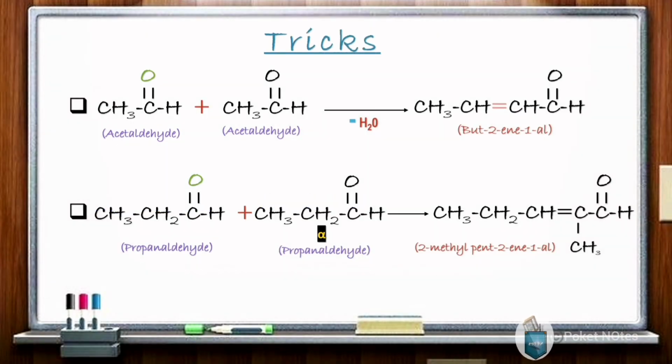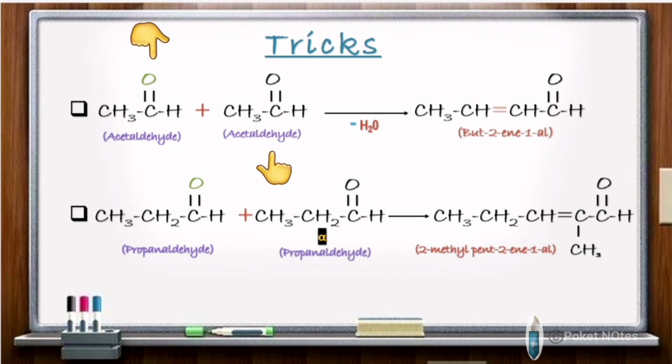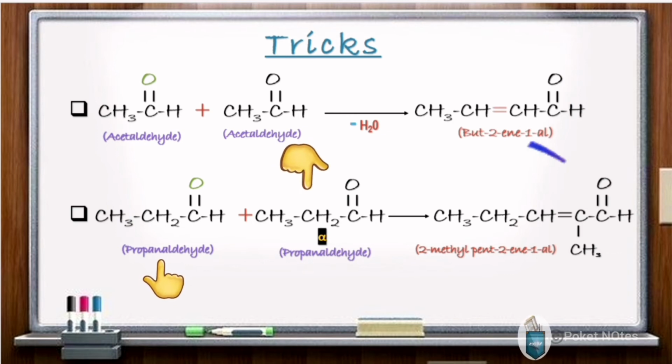As in aldol condensation, we have seen 2 moles of acetaldehyde reacting with each other in the presence of NaOH, we get but-2-en-1-al. When 2 moles of propanaldehyde react with each other, we get 2-methylpent-2-en-1-al.